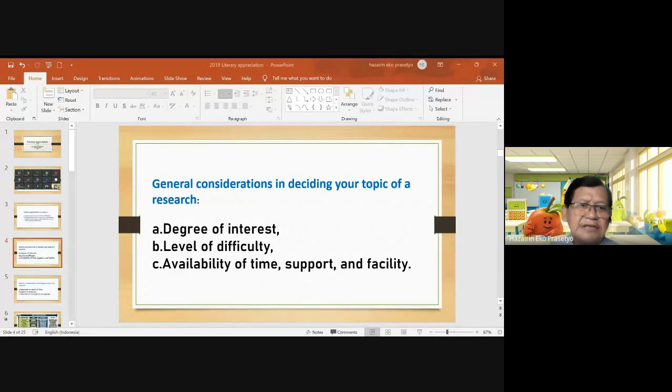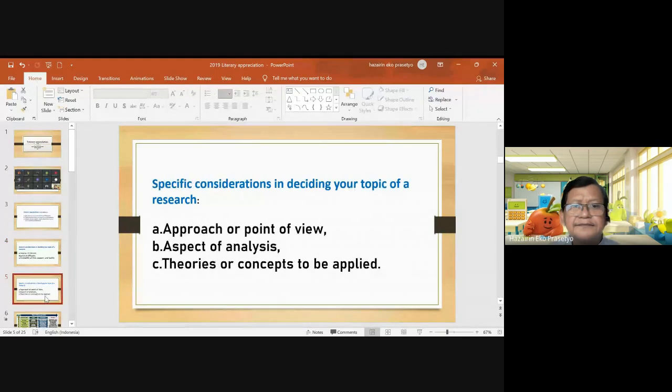Now let's go to the specific considerations. There are three specific considerations in deciding the topic of research. First, you must decide the approach or point of view. In research there are three points of view, three approaches, according to Creswell. First, quantitative approach. Second, qualitative approach. And third, mixed method approach. Which approach are you going to use in your research? Qualitative, quantitative, or mixed method?